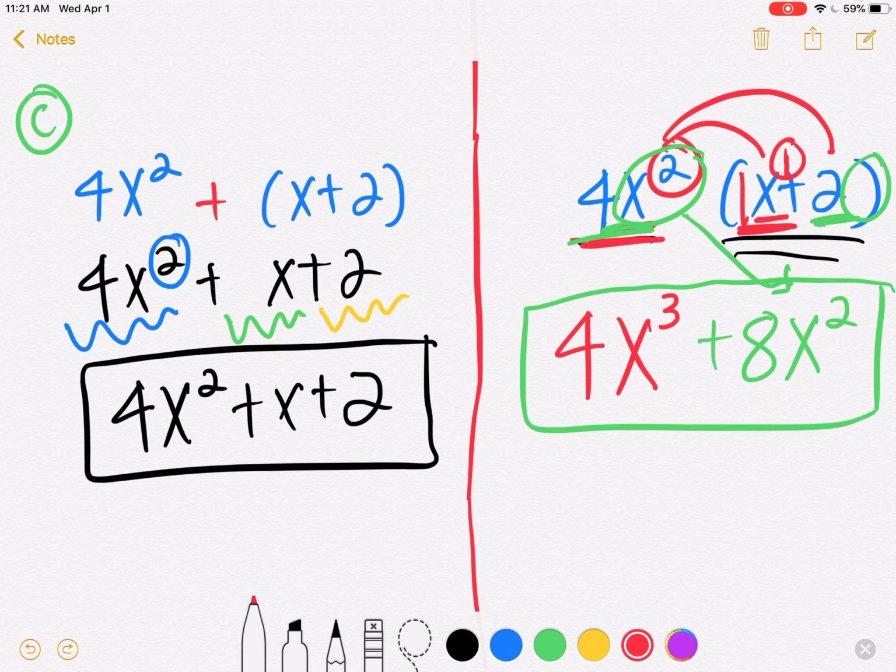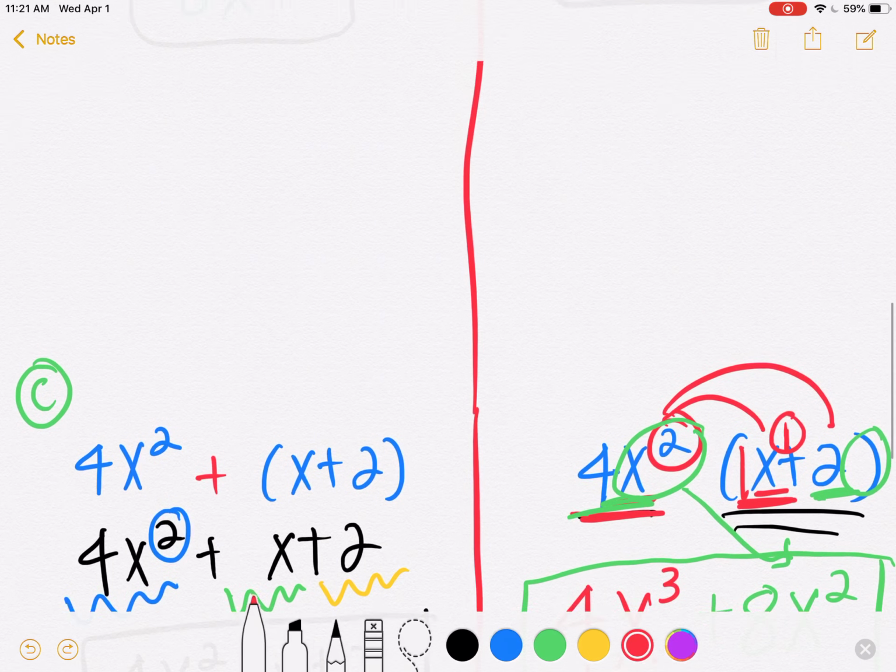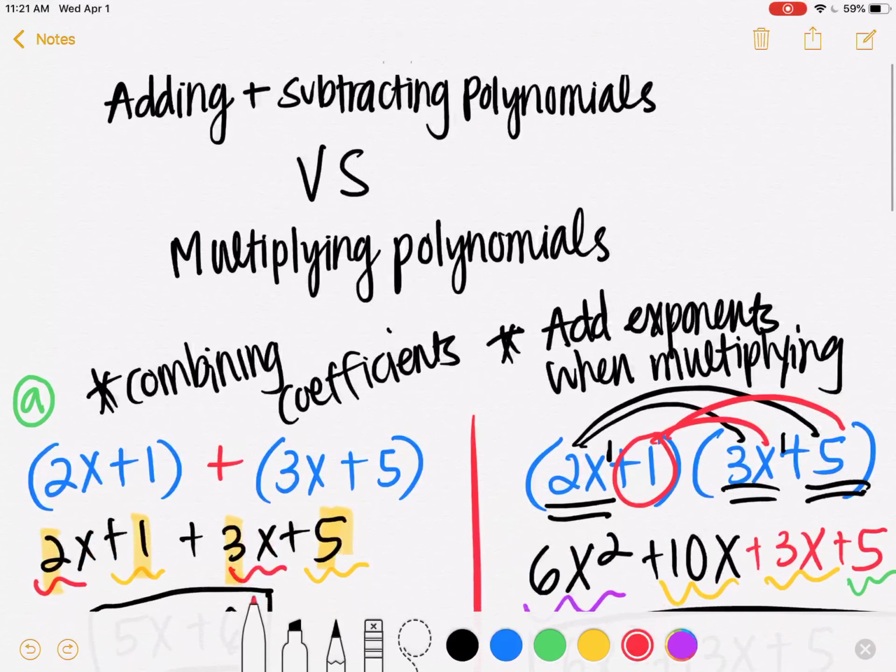So again, I just want to make it clear that you're multiplying on this homework assignment, homework 35, and not adding them. I want you to see the difference between both. So hopefully this helped.